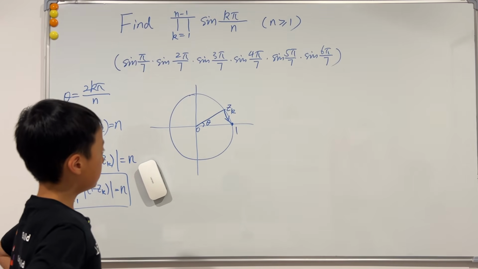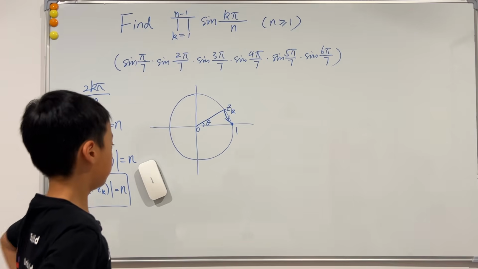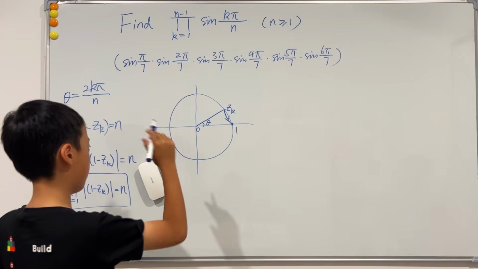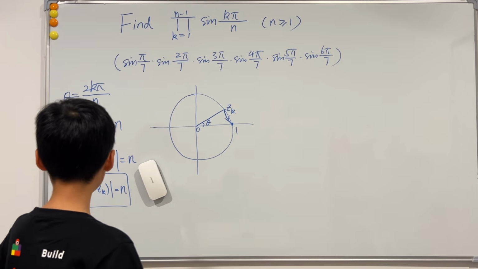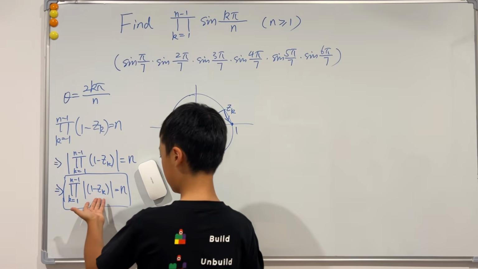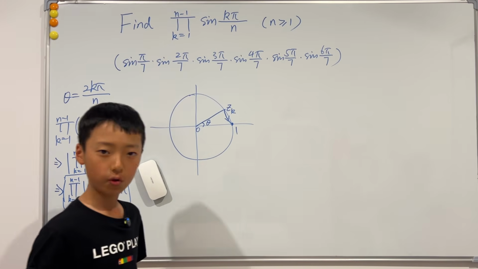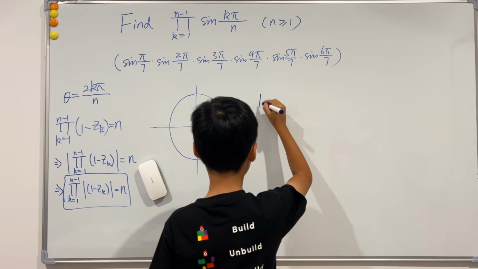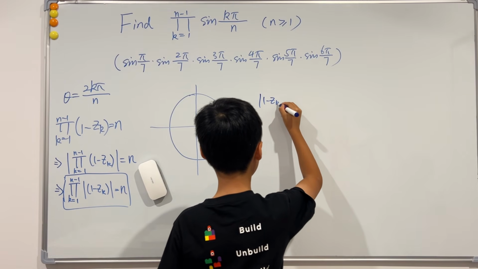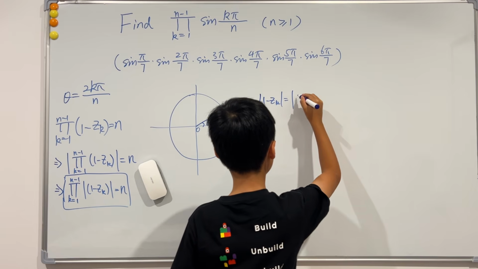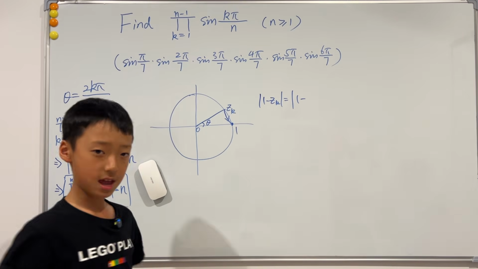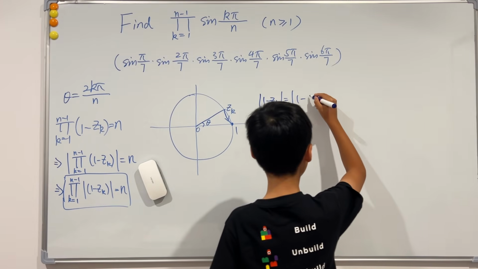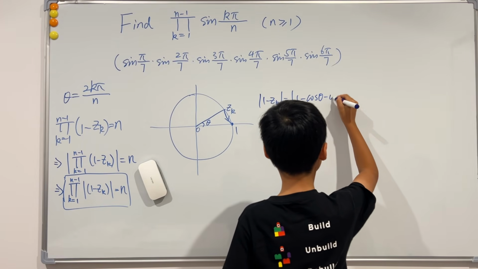Okay, so now that we have this, why don't we try and find the modulus of 1 minus ck? Because we know that the product of the modulus is also n. So it wouldn't hurt to do that, right? So if we try and find the modulus of 1 minus zk, then 1 minus zk is 1 minus cosine theta plus i sine theta. And if we unpack, it will be 1 minus cosine theta minus i sine theta.